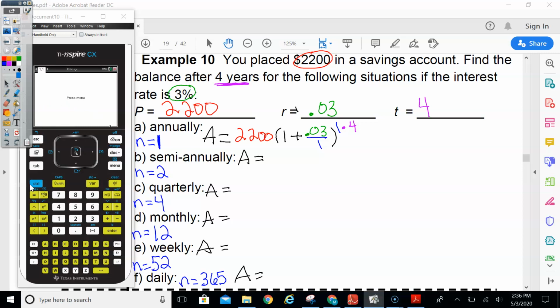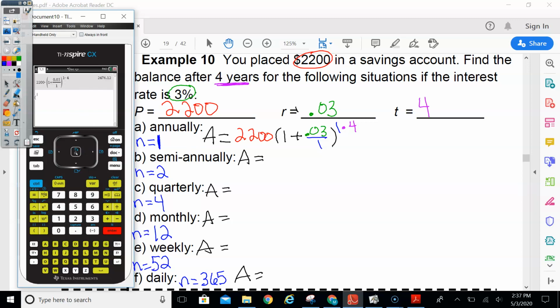In the calculator, we're going to do menu, calculator. 2200 times 1 plus the fraction here, so control divide is the fraction sign, 0.03 divided by 1. Close your parentheses, and then do your exponent. You're going to multiply both of these together in the exponent, so 4 times 1, which is 4.